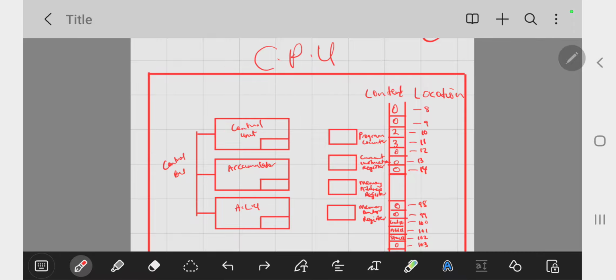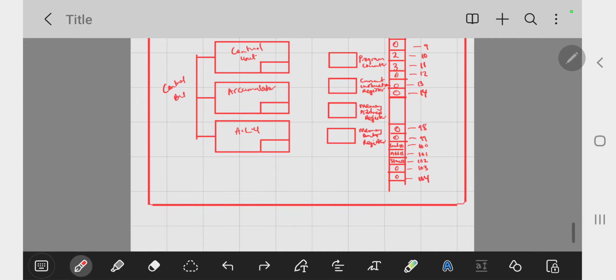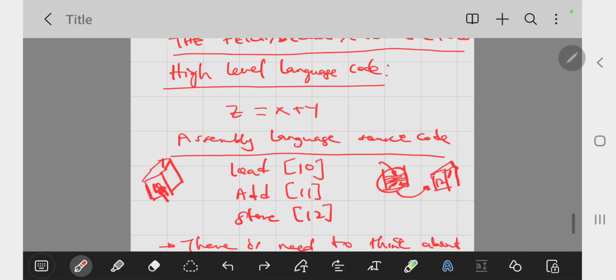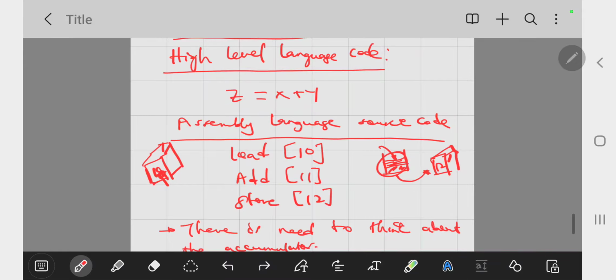So our main example is the one from the earlier example we looked at, an assembly source code, because this one is much easier to understand. But then what we want is this other one here. It says load 10, add 11, store 12.